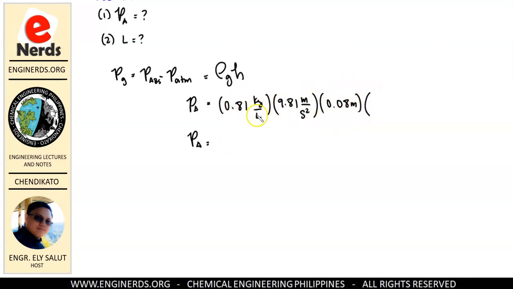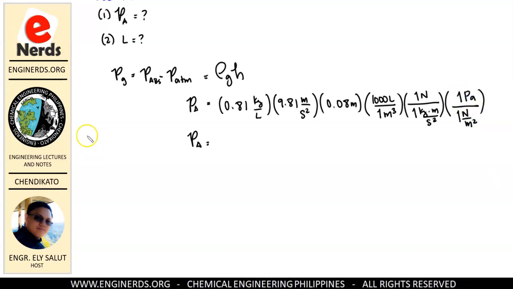So first, we have liters here. We need to convert that to cubic meters. So we have 1,000 liters per 1 cubic meter. And then, our kilogram meter per second squared, let us convert that into Newton. So 1 kilogram meter per second squared is equal to 1 Newton. And then, 1 Newton per meter squared is equal to 1 Pascal.